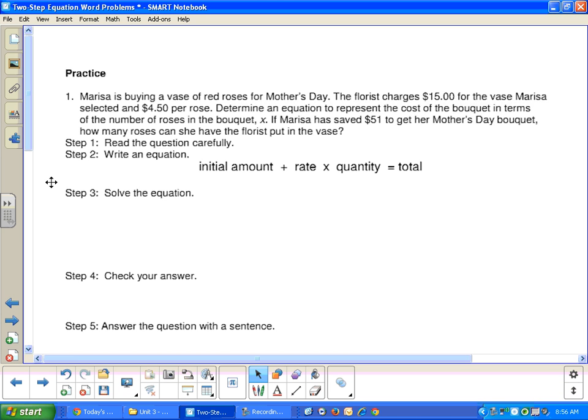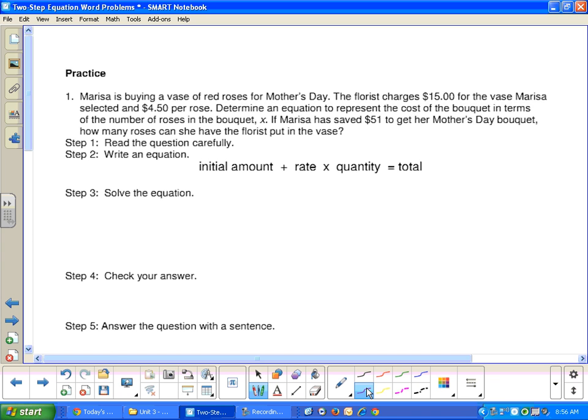So, for buying a vase of red roses for Mother's Day, the florist charges $15 for the vase and $4.50 per rose. They want you to turn in an equation to represent the cost. And she has $51 to get the bouquet. They want to know how many roses she can buy. So, let's look at what we have.